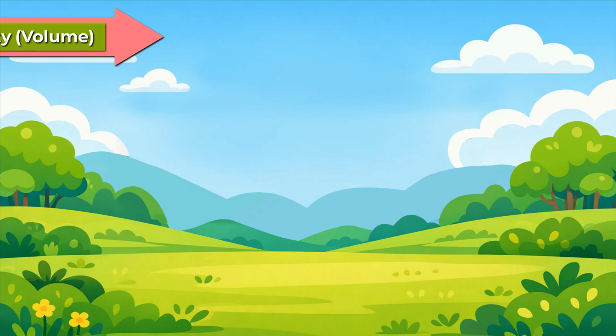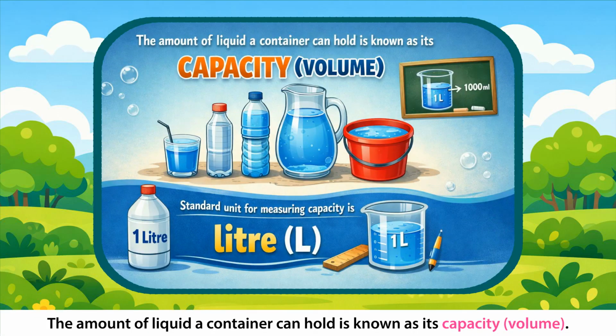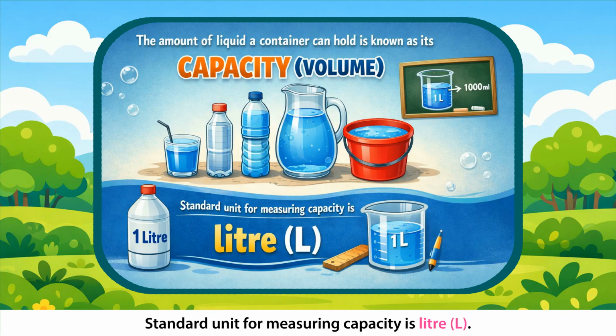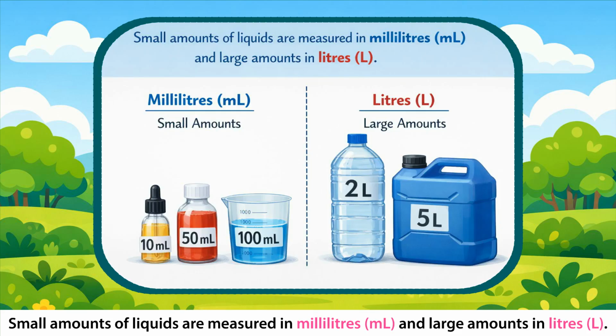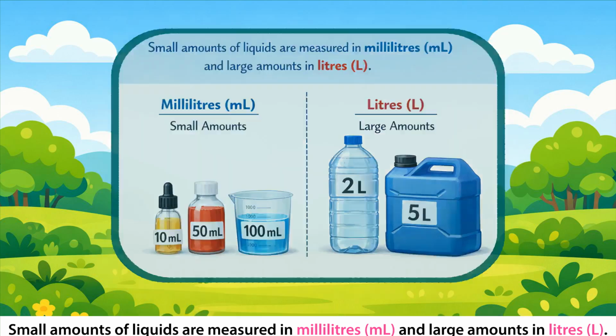Capacity, volume. The amount of liquid a container can hold is known as its capacity, volume. Standard unit for measuring capacity is liter, L. Small amounts of liquids are measured in milliliters, ml, and large amounts in liters, L.